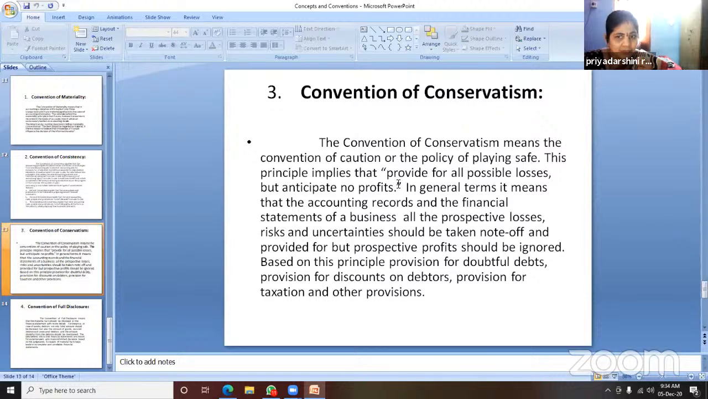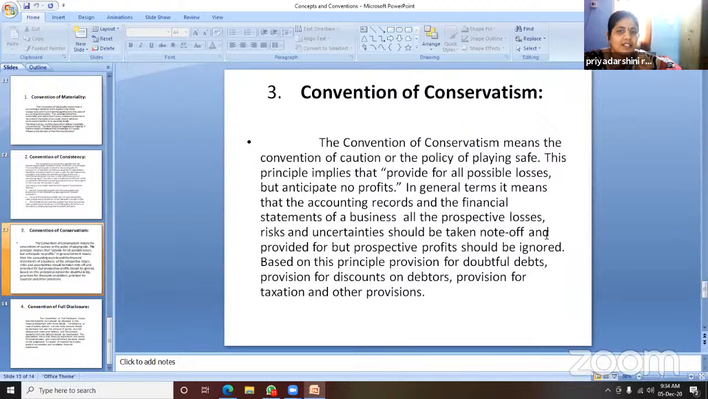So business, while they should think, they should guess for all possible losses. They should not anticipate the profit. They should always anticipate the possible losses, not the profits. In general terms, it means that in the accounting records and the financial statements of the business, all the prospective losses, risks, and uncertainties should be taken note of.